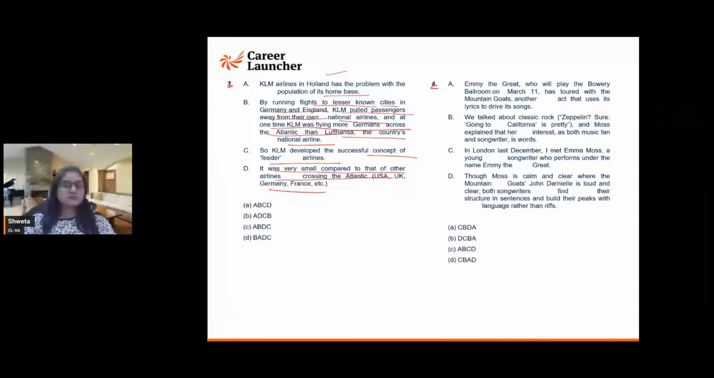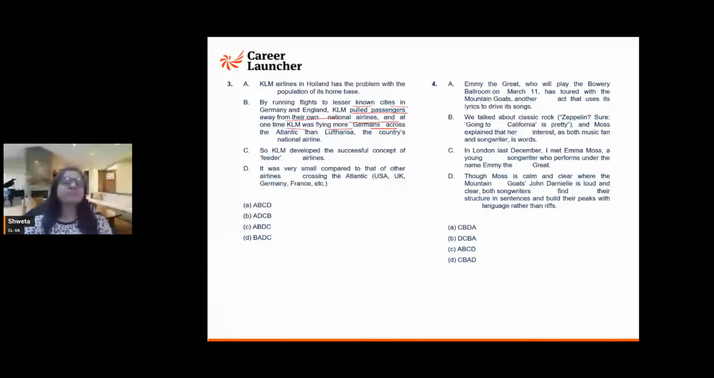KLM Airlines in Holland has the problem with the pollution of its home base. By running flights to lesser known cities in Germany and England, KLM pulled passengers away from their own national airlines. And at one time, KLM was flying more Germans across. So naturally, I can start with A, right? Holland has the problem with the pollution of its home base. Now, what is the pollution? What is the problem? How is it based?